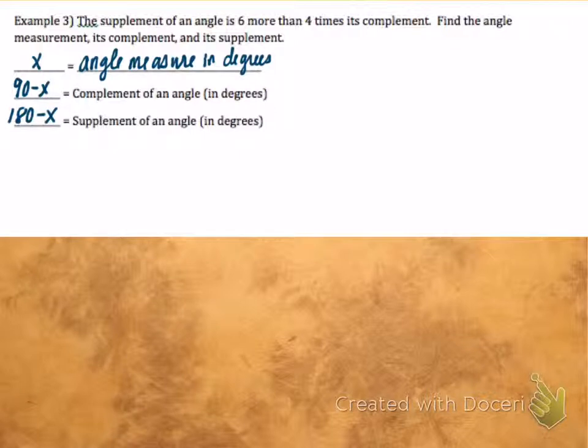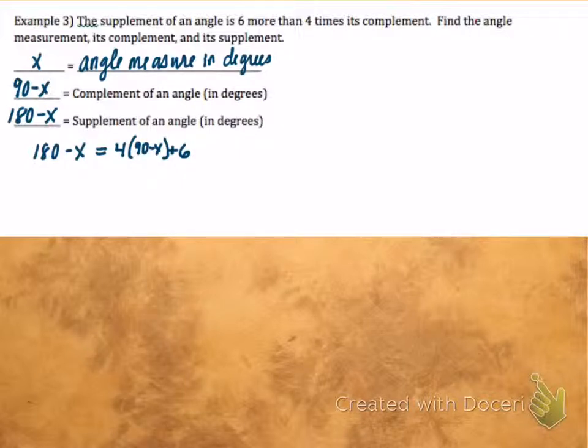And then we're looking at setting up our equation, so we want to reread through the problem. The supplement of an angle, that's the 180 minus x, is 6 more than 4 times its complement. So just reading through that, the supplement of an angle, so that's the 180 minus x, is, that's your equals, 6 more than 4 times its complement. So 6 more is going to tell me plus 6. 4 times its complement is 4 times the 90 minus x. And we've set up our equation.